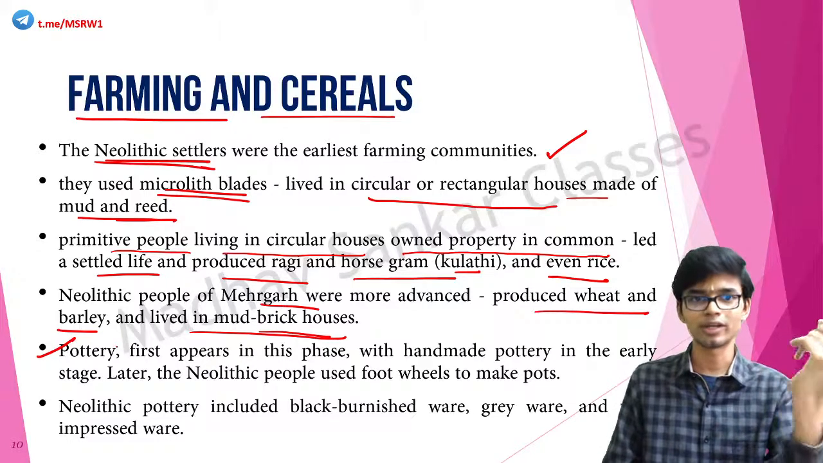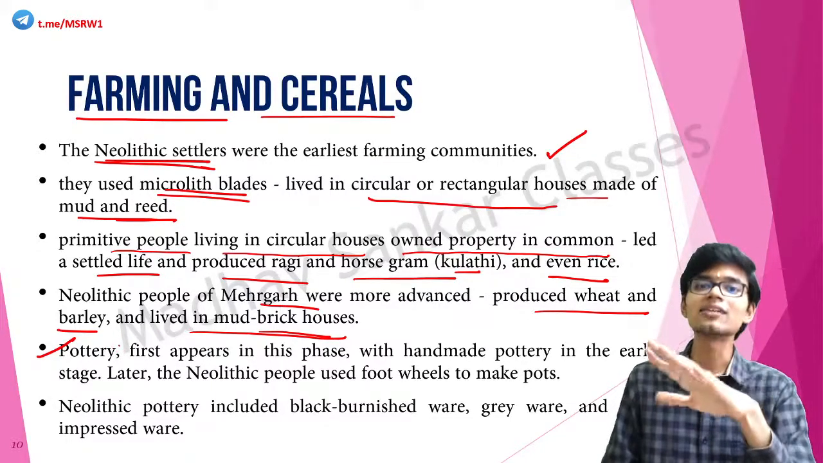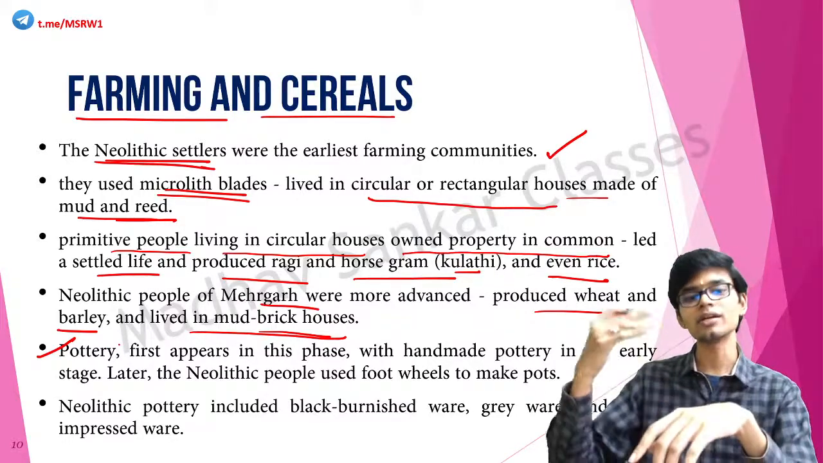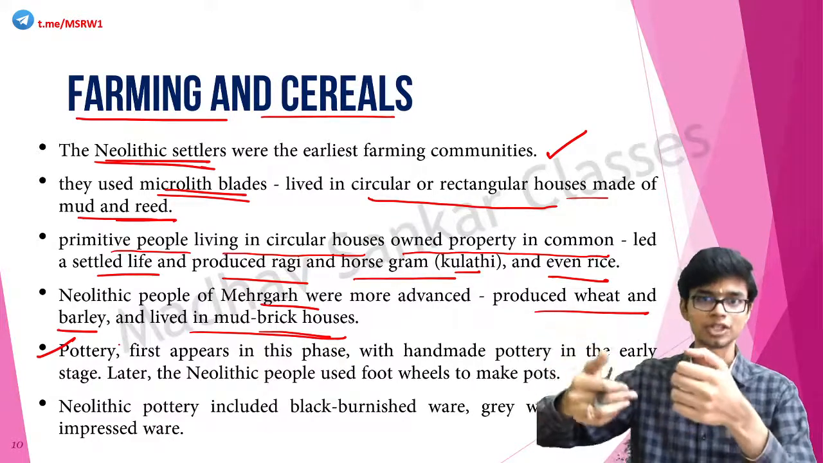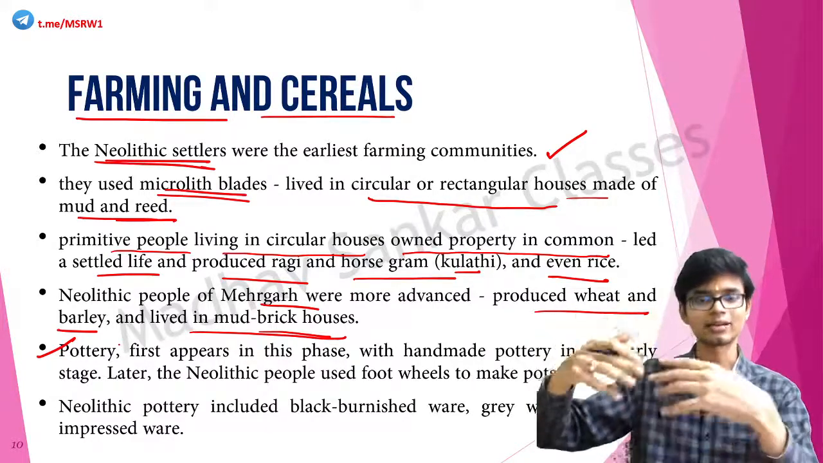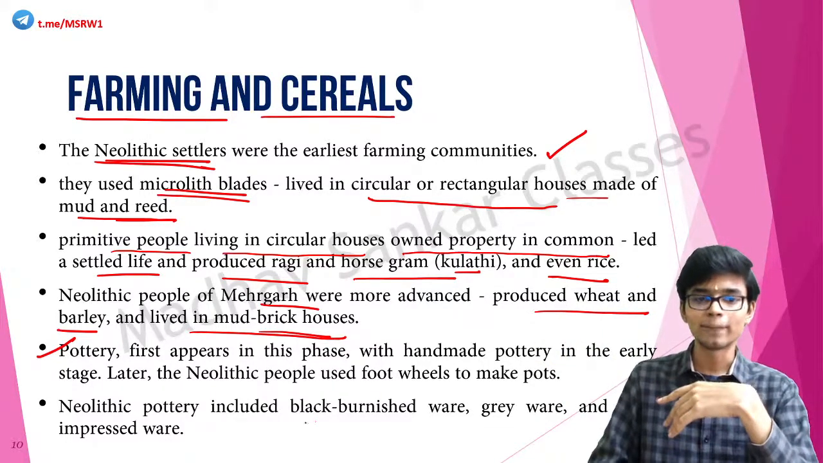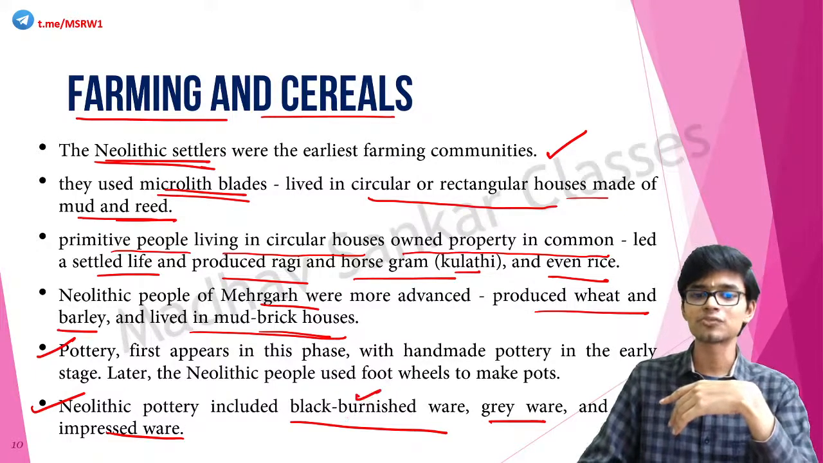Also, pottery first appears in this period. I already mentioned this point in the previous slide. Pottery first appeared in Neolithic period. Initially, it was only handmade pottery, and the wheeled pottery came only in a later period. So Neolithic pottery included black burnished ware, grey ware, and mat impressed ware. These are the three types of Neolithic pottery.